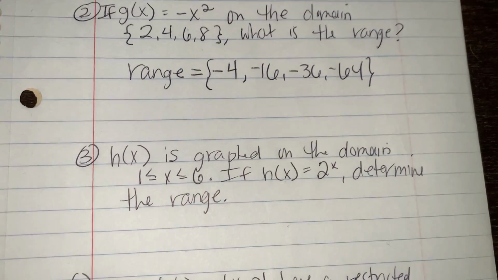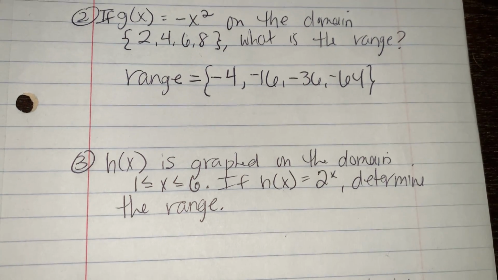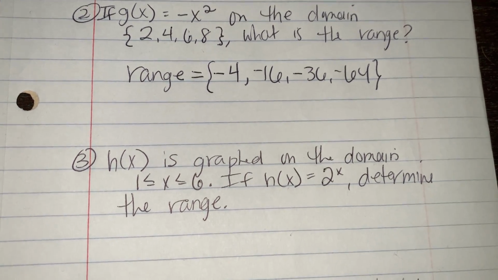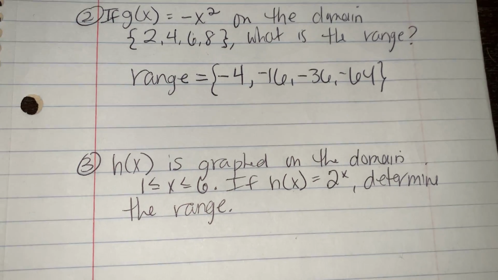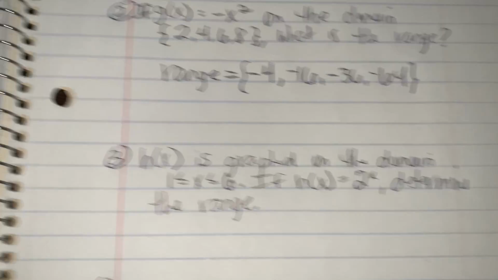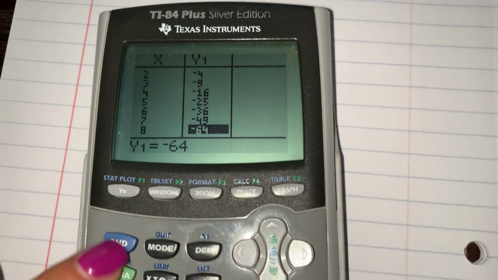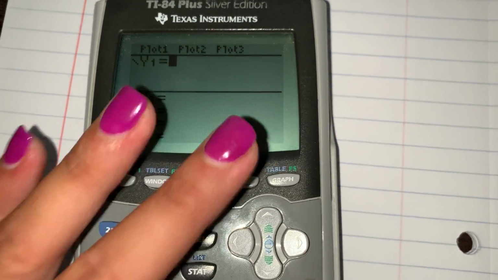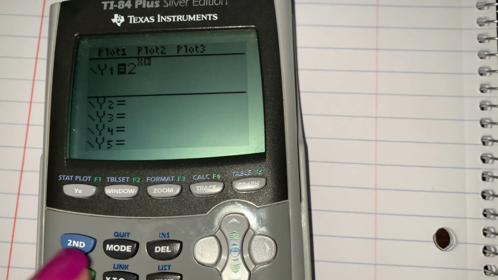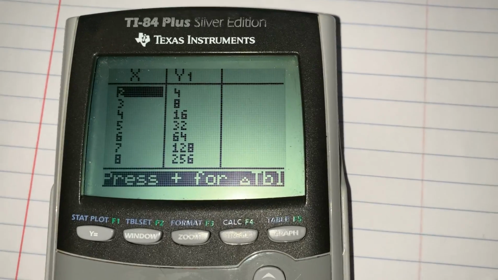Number 3, h of x is graphed on the domain from 1 to 6. If h of x is equal to 2 to the x power, determine the range. Okay, so again, we have a continuous domain from 1 to 6. So we'll go over to our calculator, we'll put in our new function, which this time is 2 to the x, and we will go to our table.